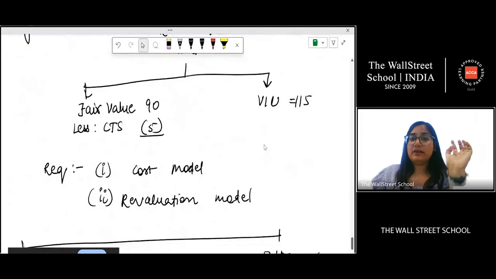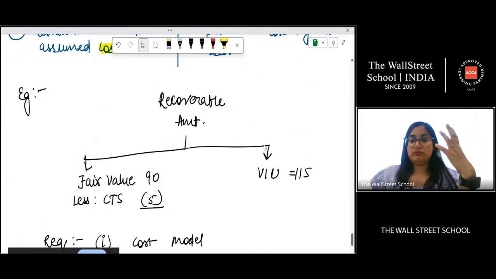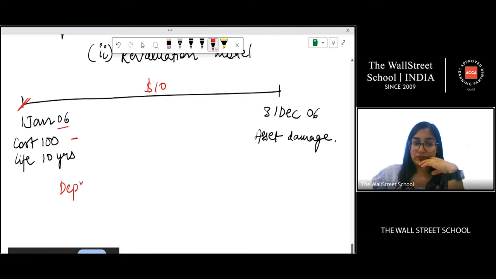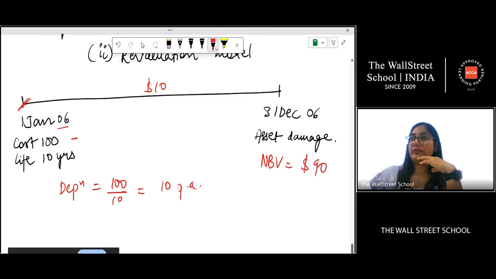Okay, next we have an example. Let's say we are standing at 1st of January 2006 and we have a cost of $100 and a life of 10 years. That means $10 will be my depreciation: 100 upon 10, so 10 per annum. At this point in time, what is my net book value of the asset? $90, right? I purchased the asset for 100, and $10 is the depreciation charged during the year. That means the net book value of the asset will be 90, right?